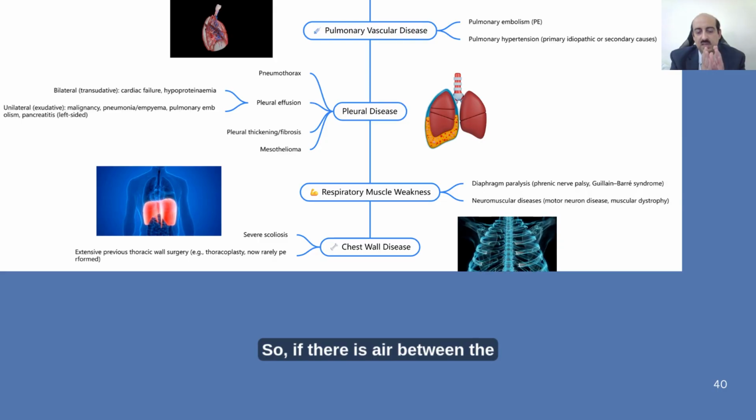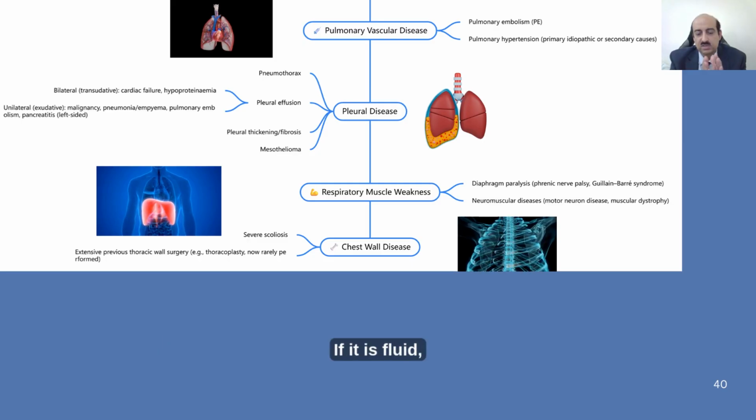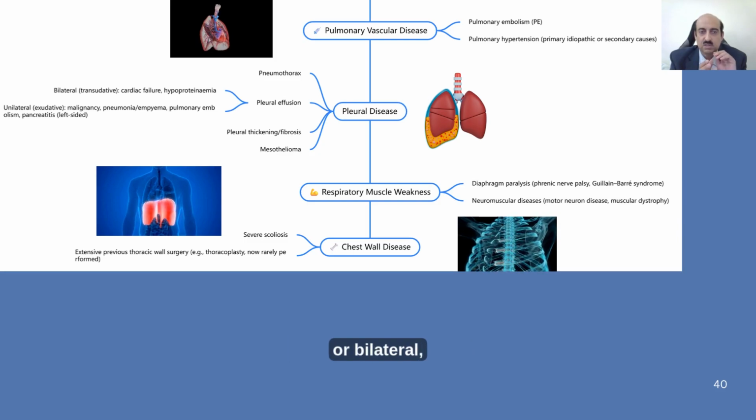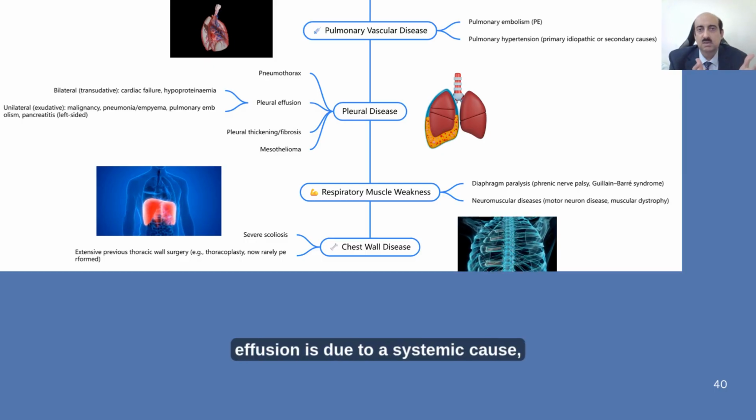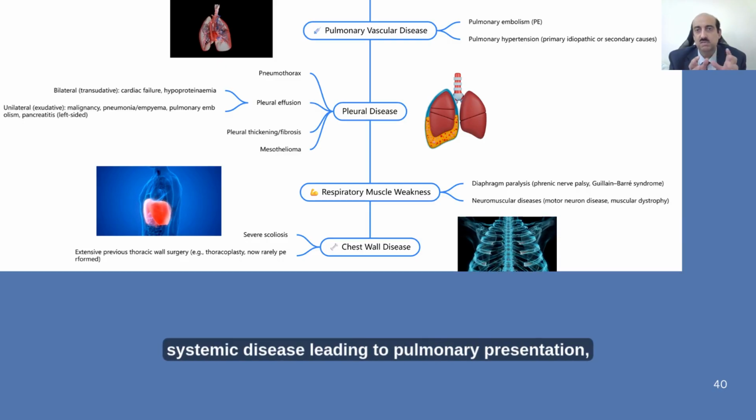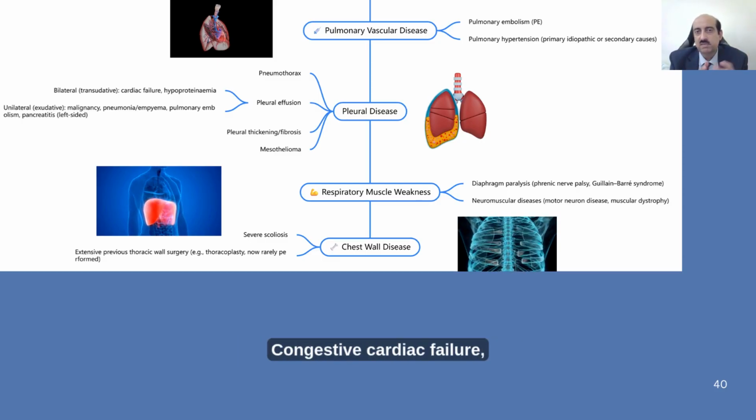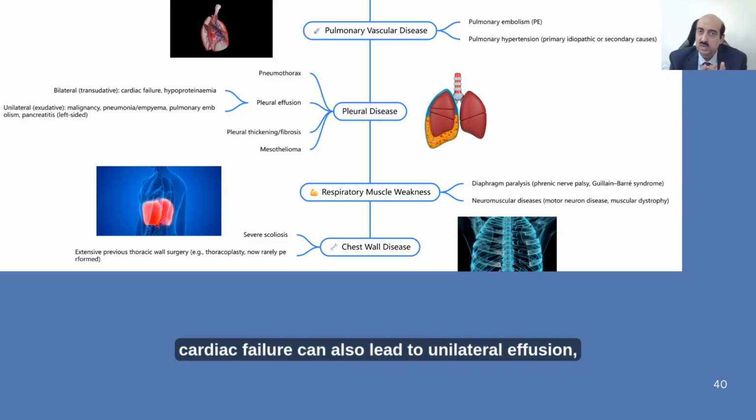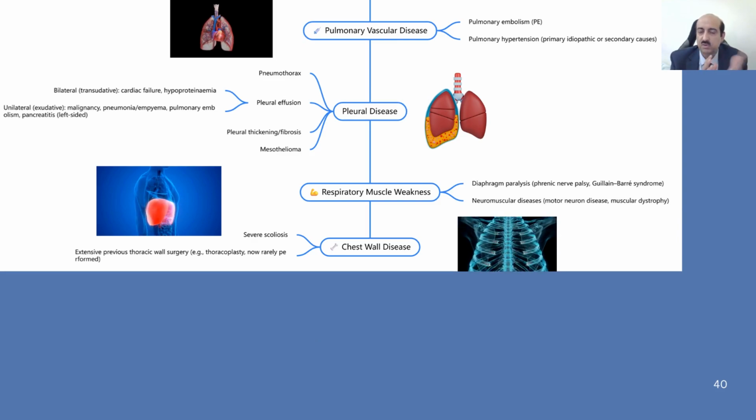So if there is air between the visceral and parietal pleura, that's pneumothorax, that can lead to acute dyspnea. If it's fluid, that will be pleural effusion. You need to assess whether it's unilateral or bilateral. So usually the bilateral pleural effusion is due to a systemic cause, because it's most likely a manifestation of the systemic disease leading to pulmonary presentation, especially bilateral pleural effusion. So it's usually transudative. Congestive cardiac failure, decompensated congestive cardiac failure is one of the commonest causes of bilateral pleural effusion. Although cardiac failure can also lead to unilateral effusion, so don't be confused when it's unilateral only.